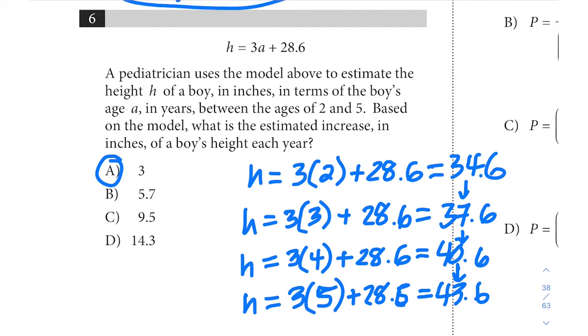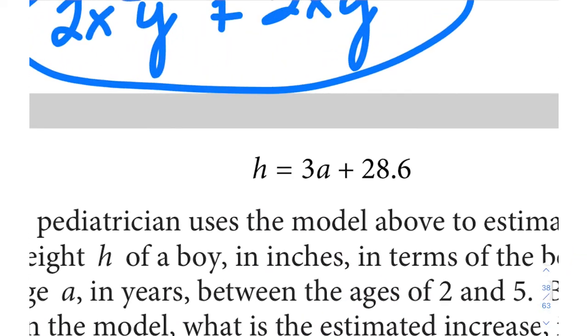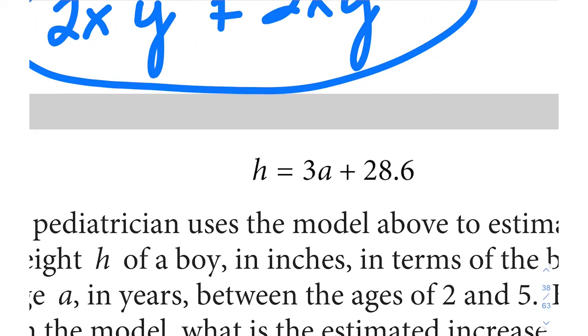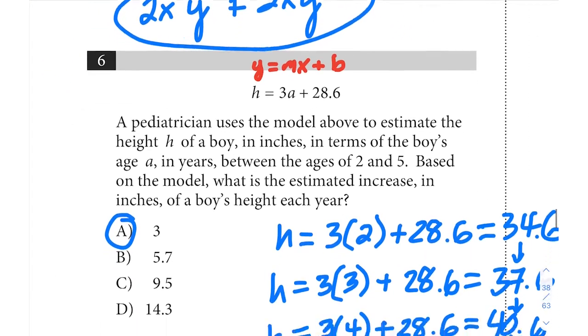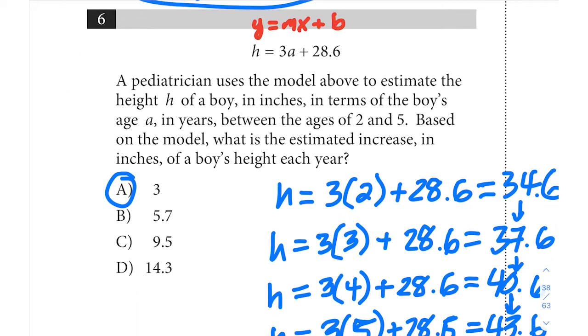And you will see this very commonly where you have something that is sort of a hidden slope intercept form question. This is very common SAT-wise. We see h and a, so we don't always actively think of it, but this is really an application of y equals mx plus b, where here the 3 would be acting as our slope, and the 28.6 would be acting as our y-intercept.